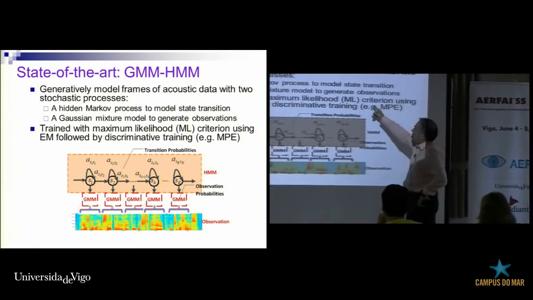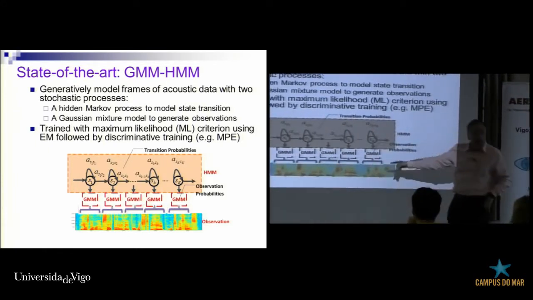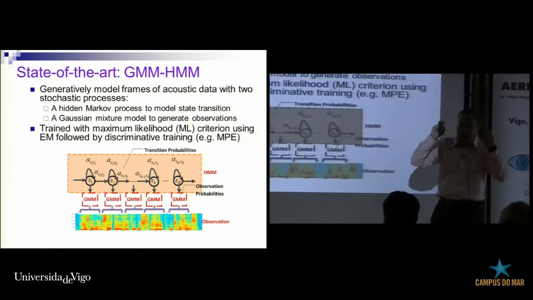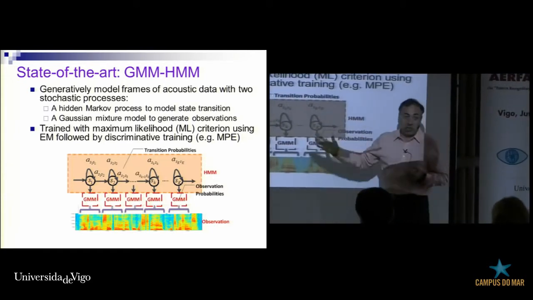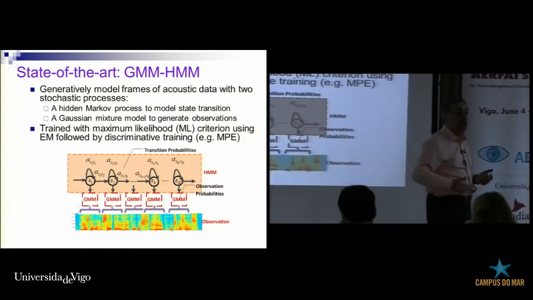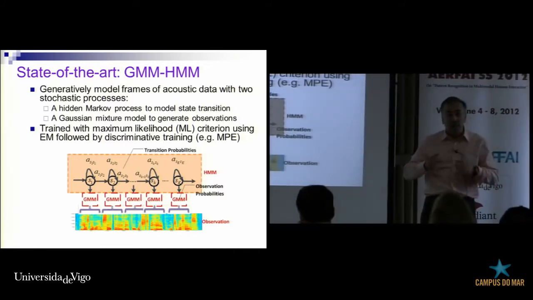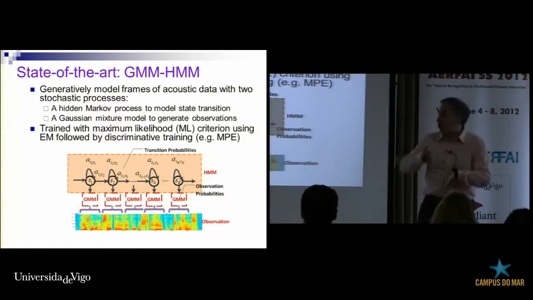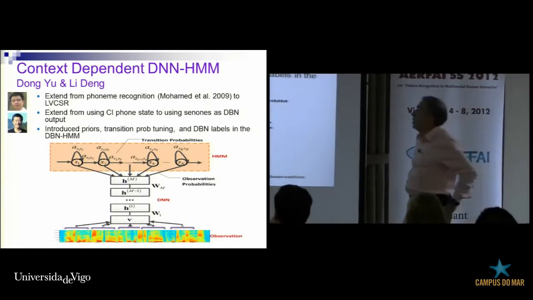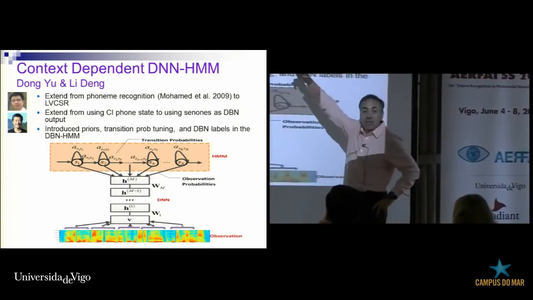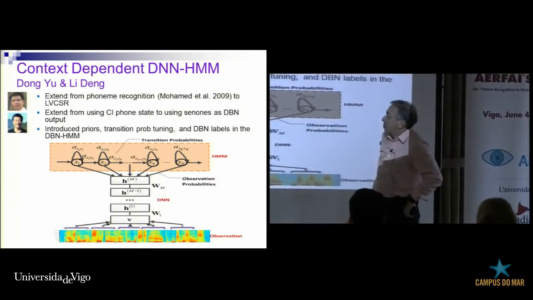Typically, we train them with maximum likelihood initially, and then we also fine-tune them with discriminative techniques, so that this is a generative model, but what we want is not to have an HMM that generates data well, but also that discriminates one class versus the other. So what is the difference with this context-dependent deep neural network HMM?